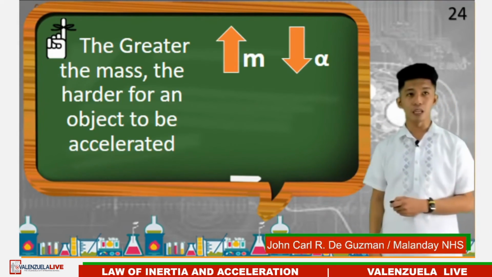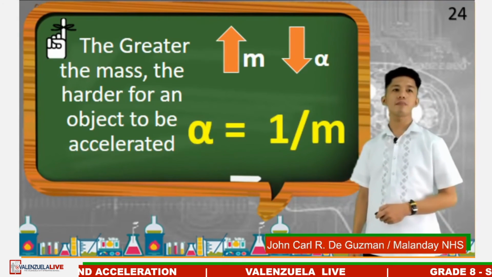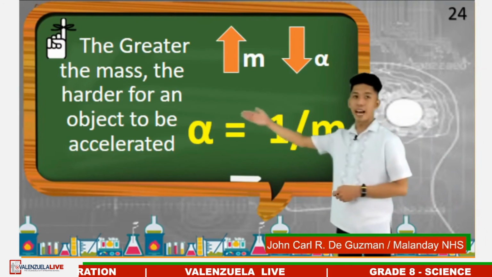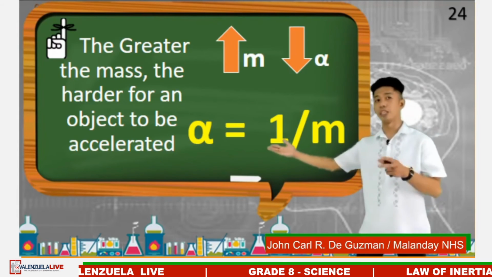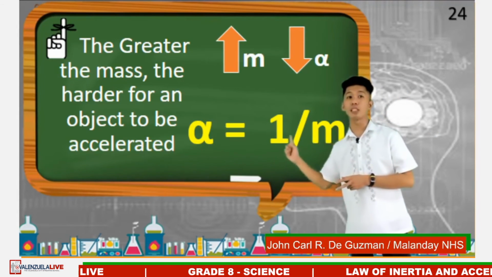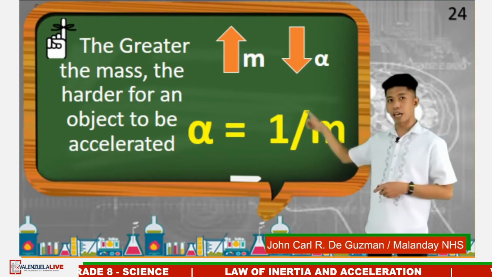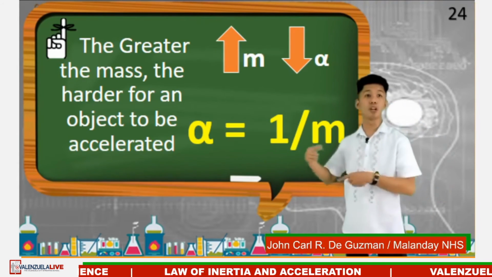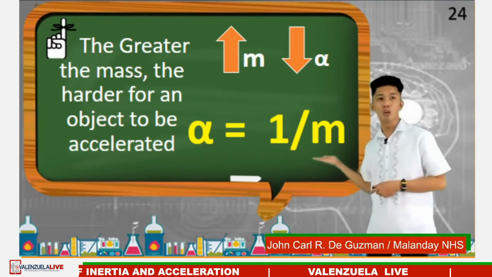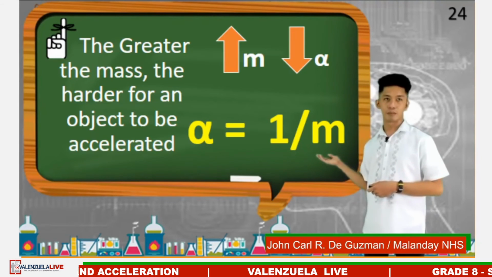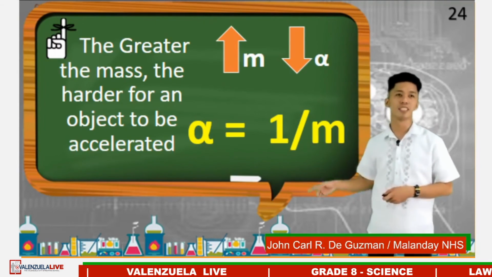And also, it could be presented in a mathematical formula. So we have here, acceleration is inversely proportional, because there is a sign of division. So it is inverse, they are not equal. So acceleration is inversely proportional to the mass of an object. So we need to put 1 to show the inverse proportion.